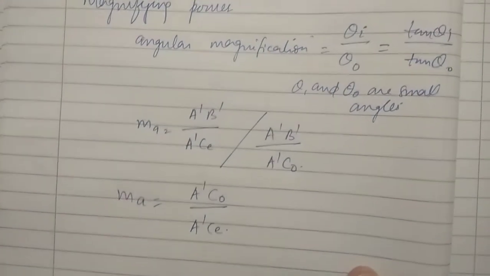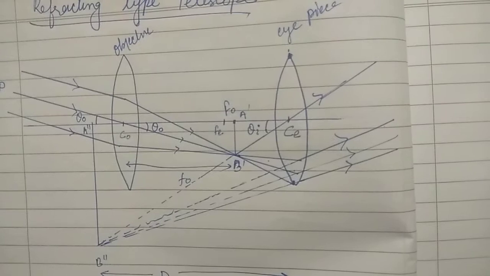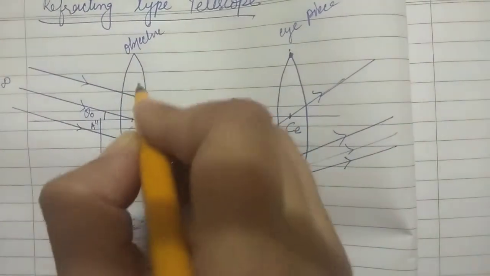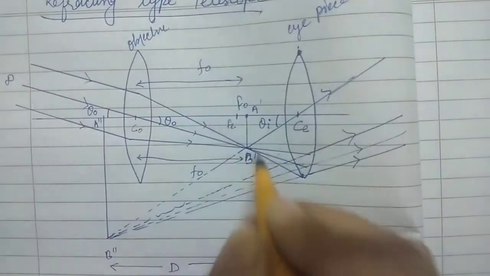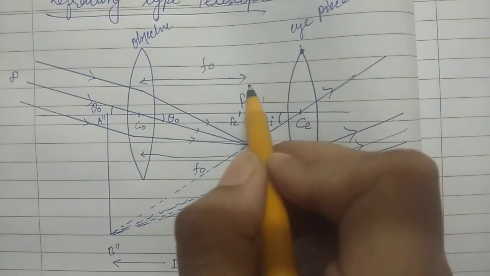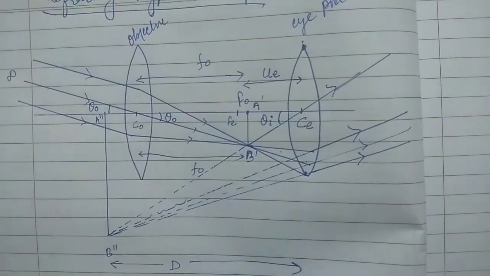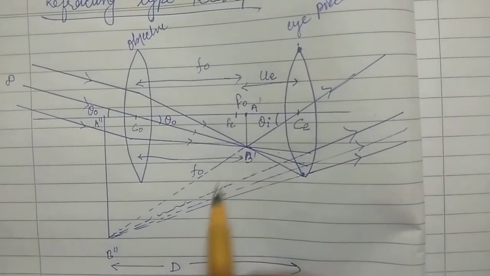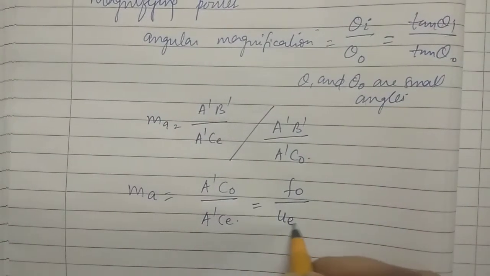Now let us see what is A dash C naught and what is A dash C e. A dash C naught, this is the focal length of the objective. And this is the object distance of the image from the eyepiece. So let us substitute these values here. This was f naught and this is u e.